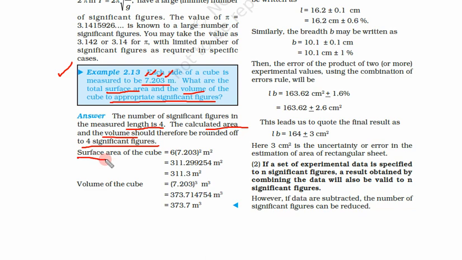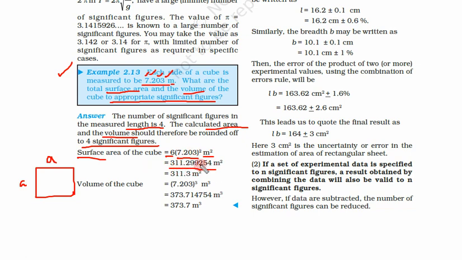So surface area, what is the surface area of a cube? 6 into a square. So this is length square, so 6 into length square. One side is a into a, and there are 6 sides like this, 6 into this square. So when we calculate this, and again the units are meter square because this is in meter. So what we get is this number.